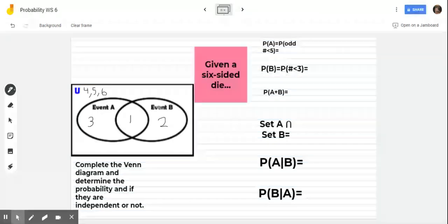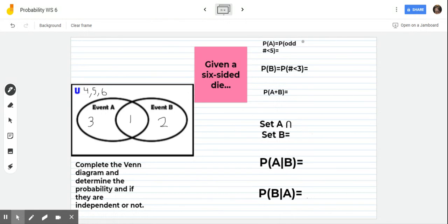So probability of A: 1, 3, that's 2 out of the 6 numbers, so 2 over 6. Probability of B: 1, 2, so 2 over 6. Probability of A and B: there's only one number that falls under both categories. That's 1, so that would be 1 over 6. So set A intersection set B would be the number 1. Now let's use the equation to solve for this one. Probability of A given B. The probability of A and B is 1 over 6, and that would be over the probability of B, which is 2 over 6. And this is equal to 1 over 2.